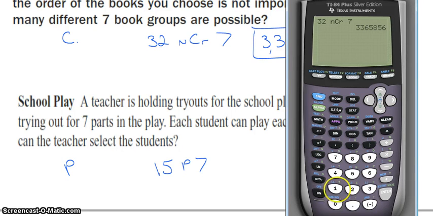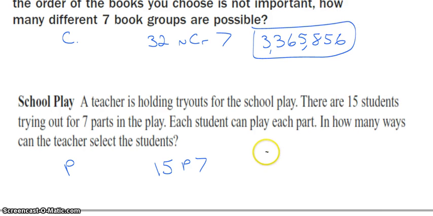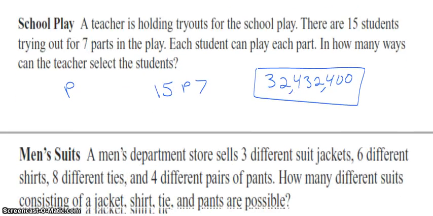So order does matter. 15, math, probability, NPR, get an even bigger number. And part of that is because the order does matter. So each slightly different combination does give me a different answer. So that gives me... let's look at another situation.